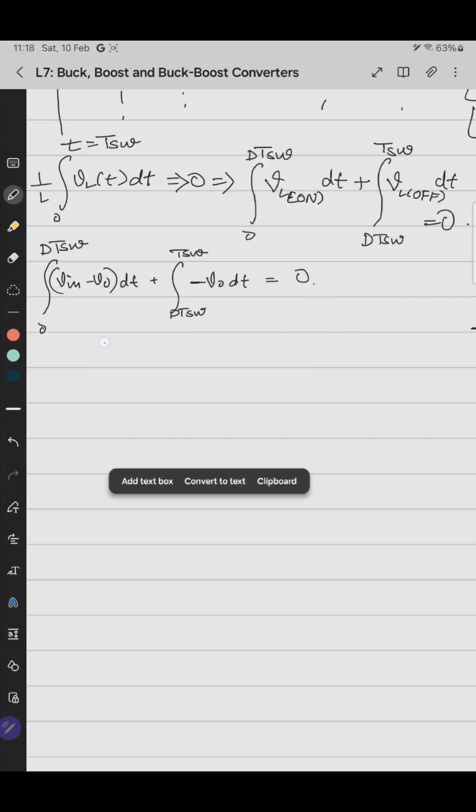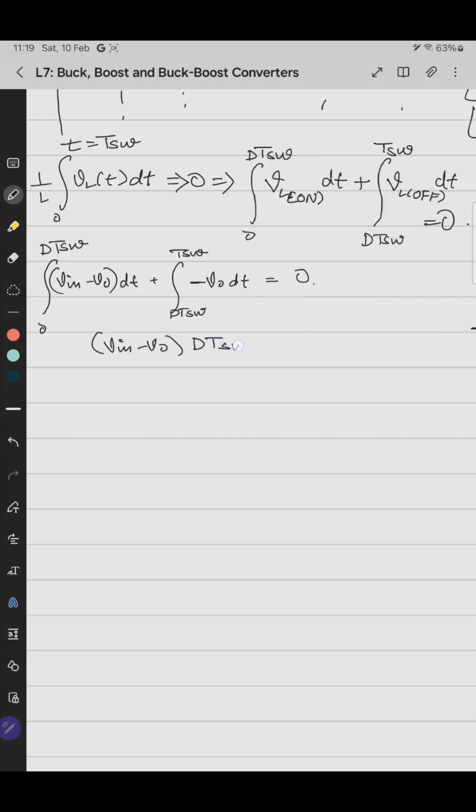If we write it, it will be V in minus V naught into t. If we substitute t, it will be d into t switching, minus V naught into t switching minus d switching, which is 1 minus d into t switching, equals 0. If we cancel out t switching, we'll get V in minus V naught. If we send this to the right hand side, it will be V naught into 1 minus d.